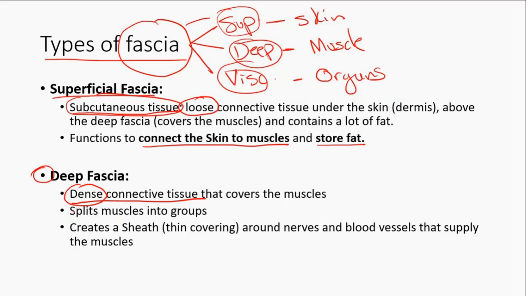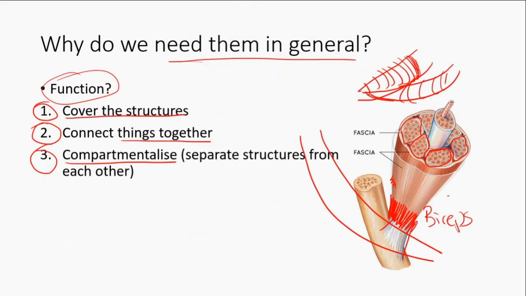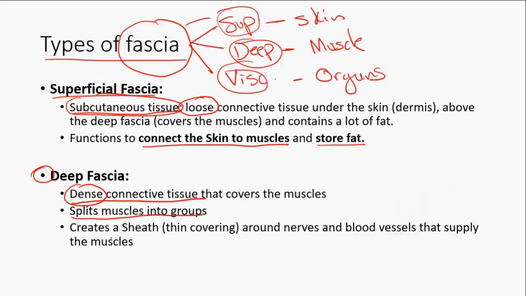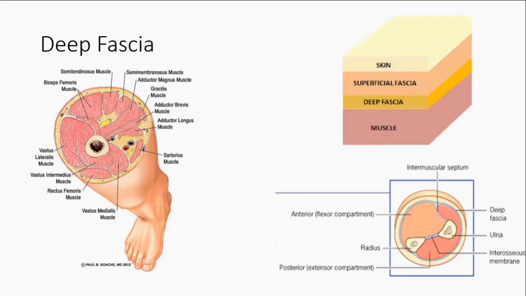And the deep fascia also has a very important role in splitting the muscles into groups. Remember in this picture here, the fascia split the muscle into different compartments, and that's really important so that the muscle can contract really effectively and really powerfully. And it creates a sheath for the nerves and the blood vessels to run through the muscle. Okay, and I'll explain that a bit more in this image here.